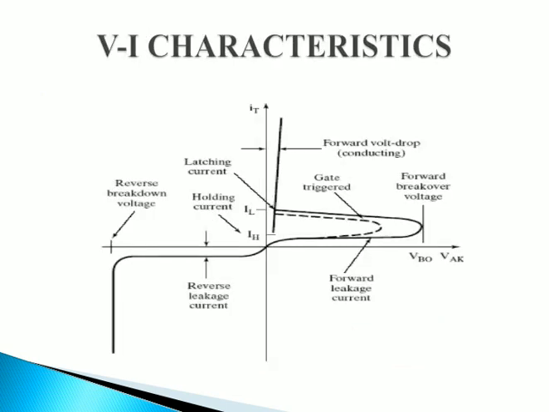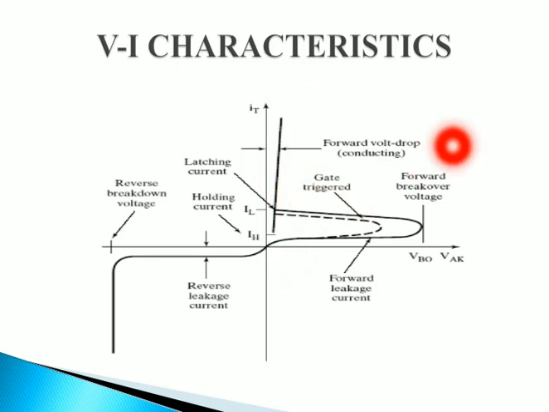When I am explaining the VI characteristics, you can just see what happens here. Whenever you apply a voltage from 0 to 10 volts, as the voltage increases, the current also gradually increases. This VBO is the forward breakover voltage. After that, with the help of the gate voltage, if you start increasing the gate voltage, there will be a sudden drop in the voltage. After the sudden drop, when the voltage remains constant, the current will go on increasing.